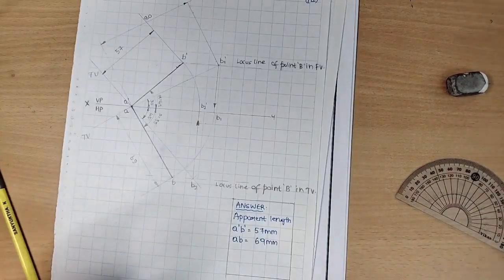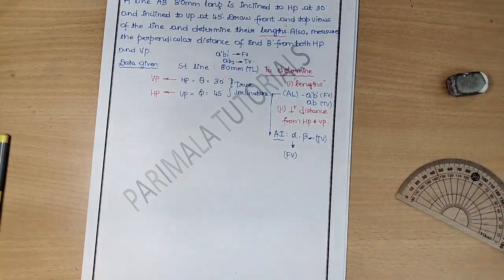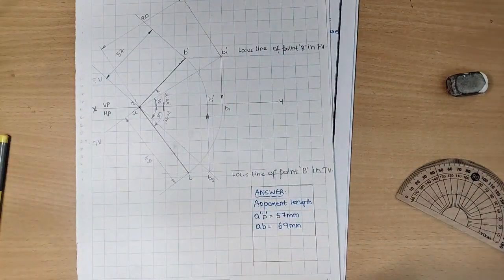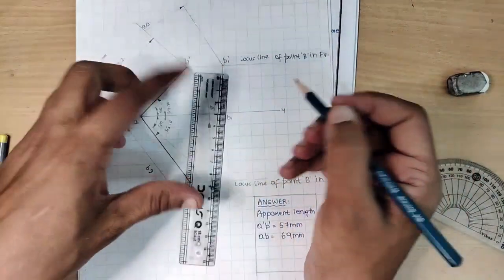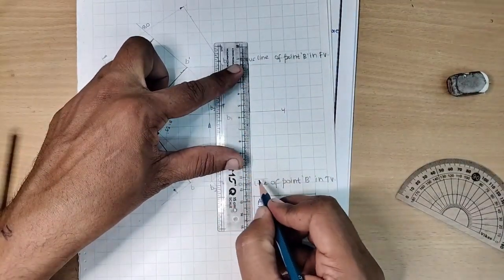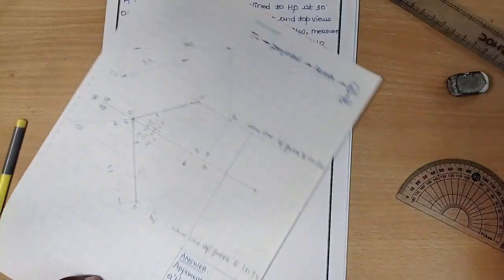Also, we are supposed to find out the perpendicular distance from HP and VP. The last part: what is the perpendicular distance from HP and VP? Make use of a scale here. This is the point A, these two are the point B. Check out what this distance is now, and let us check out this distance as well. So this is the perpendicular distance.